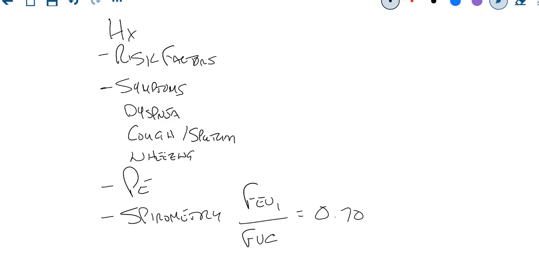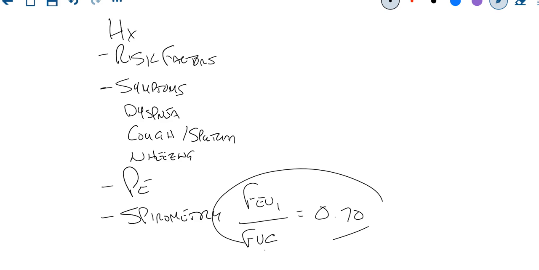So basically, if you can expel more than 70% of air within 1 second, then you don't have COPD. If you're unable to do that, then you have COPD. So that's what this represents right here when we're talking about that FEV1 to FVC ratio. FEV1 by itself also comes into play with the GOLD guidelines, which we'll talk about in a moment.